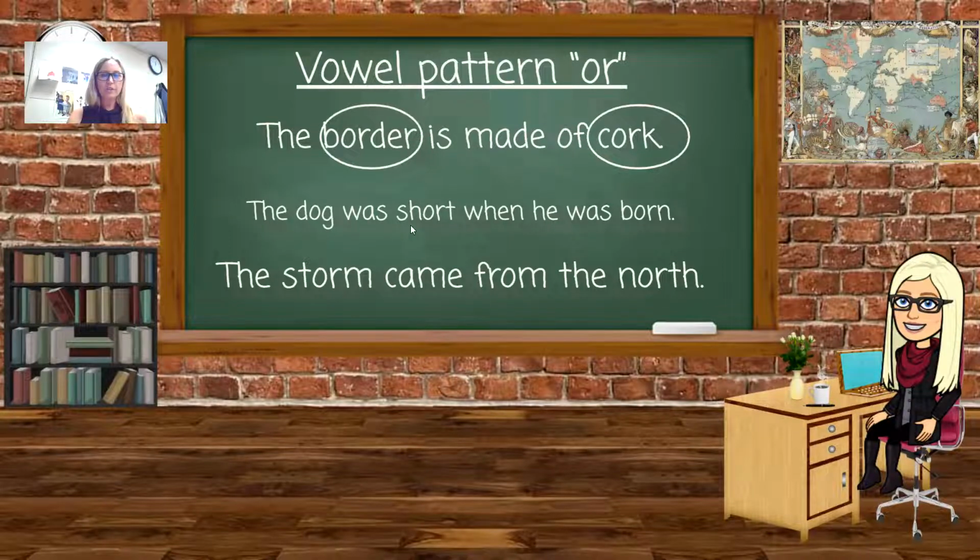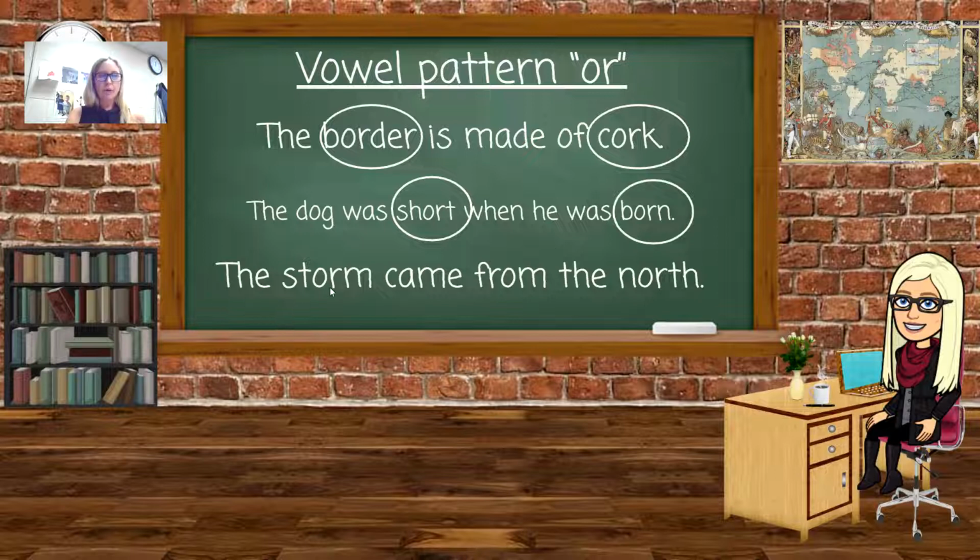All right, so our second sentence. The dog was short when he was born. Listen again. The dog was short when he was born. Now, you're looking for and listening for the or pattern. Pause the video here. Write down your words that have the or. You should have written down short and born. Great.